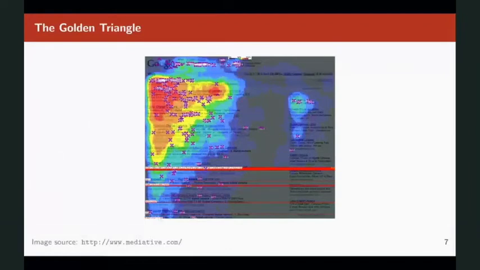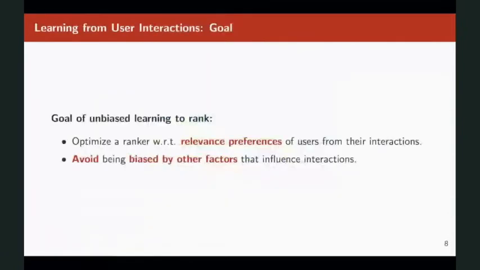So the position bias here really acts as a filter which makes you see fewer clicks further down the list than on top. The goal of unbiased learning to rank is to optimize a ranking system, or a ranker, with respect to the relevance preferences of the user. So what does the user prefer? Which items does the user want to see or want to click on? And then we want to learn that from user interactions.